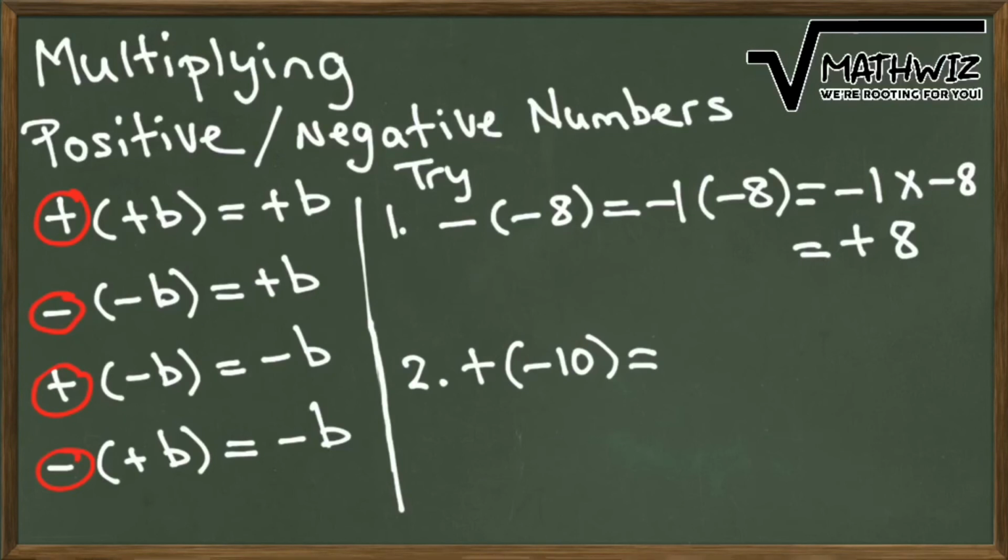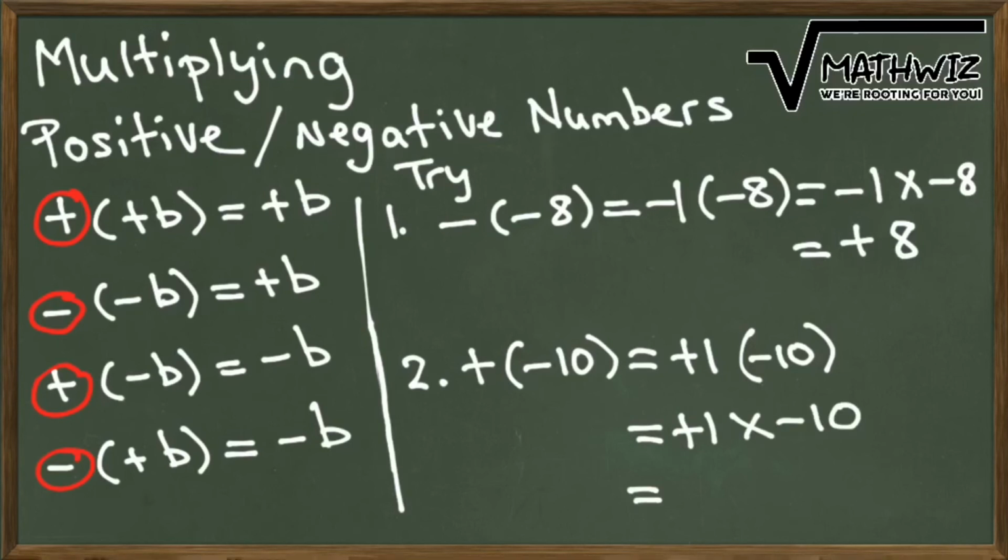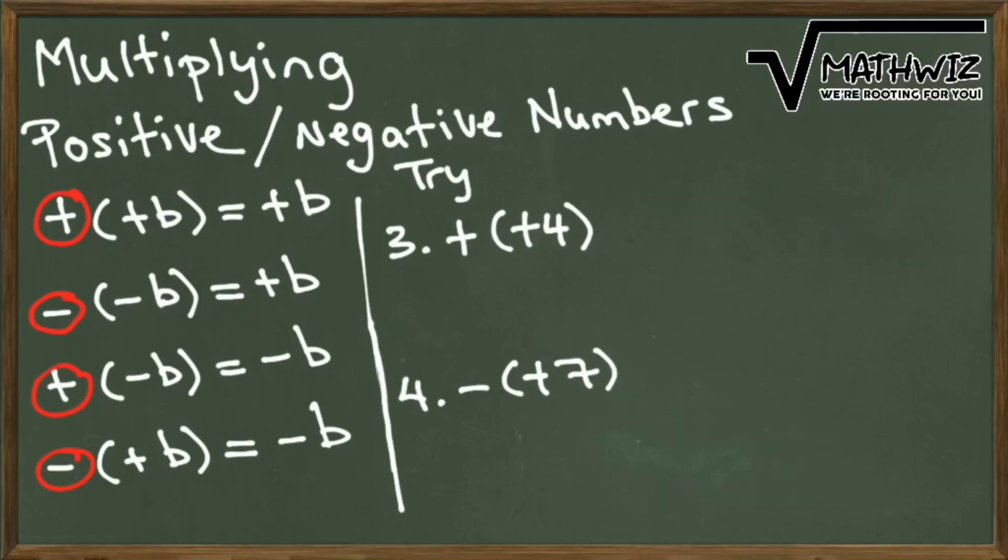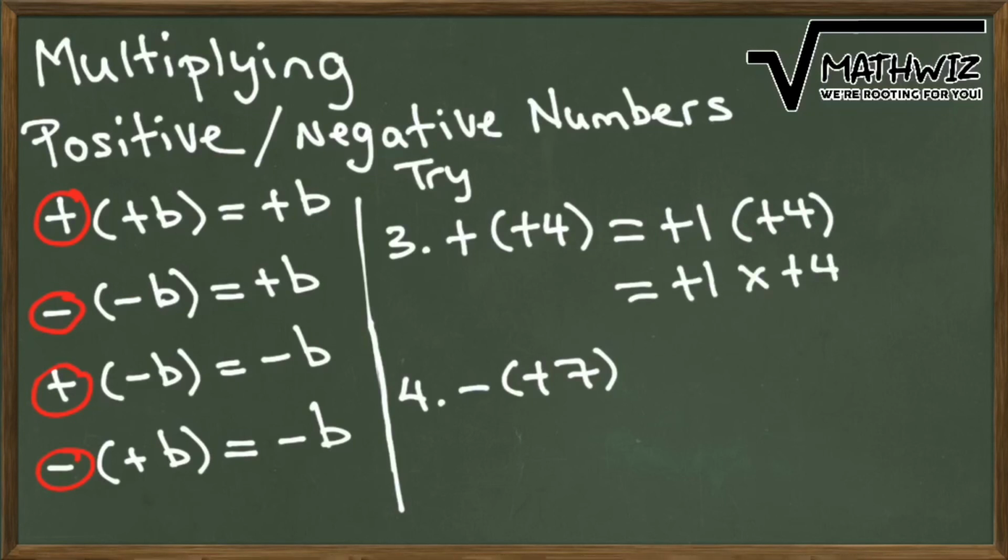And then for the second one, you would have had plus minus 10, so we could rewrite that as, you could put the positive 1 on the outside so that you see it clearly, and then that means positive 1 times negative 10, a positive times a negative is a negative, and 1 times 10 is 10. And again, this one would be following the third rule. And so for question 3, we have plus 4, so you would put positive 1, open bracket, positive 4. So that's really positive 1 times positive 4, and a positive times a positive is a positive, and 1 times 4 is 4.